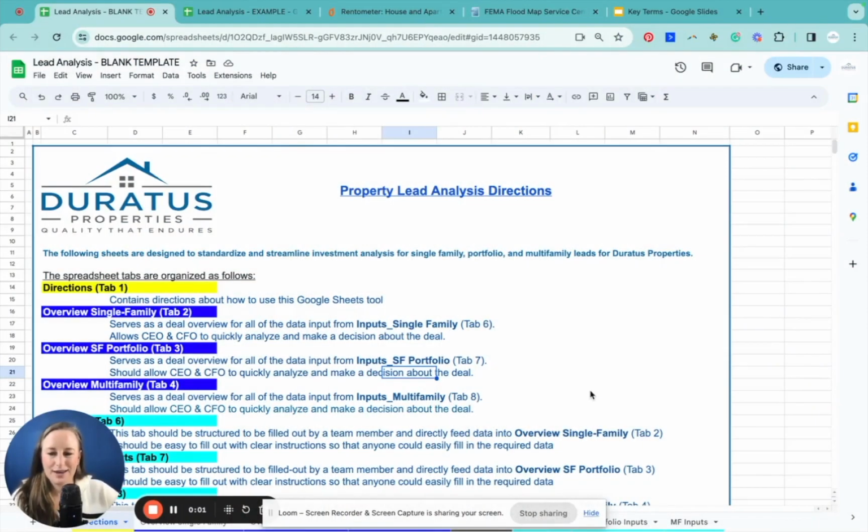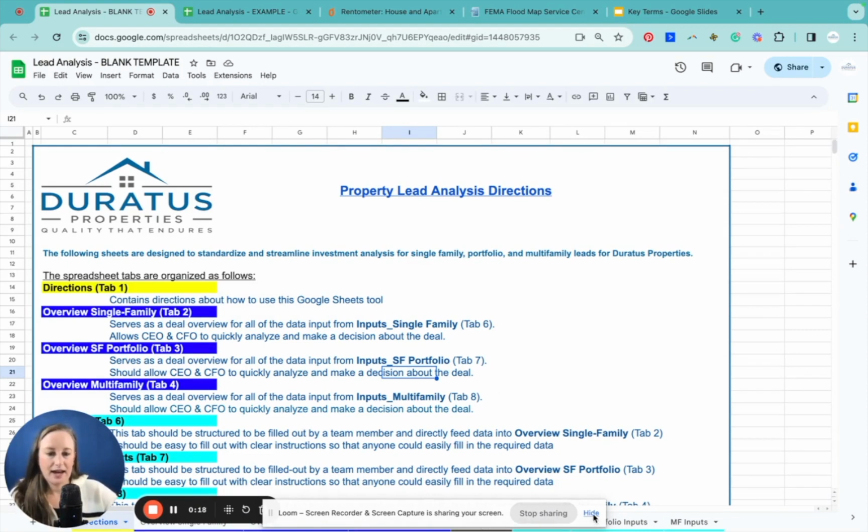My company, Duratus Properties, invests in residential properties. We flip houses. We maintain a portfolio of rental properties. We have a rent-to-own line of business, and we do small multifamily deals.